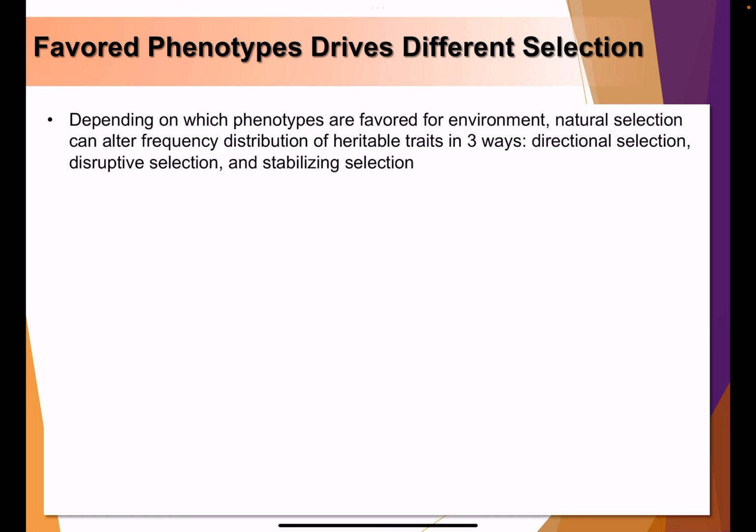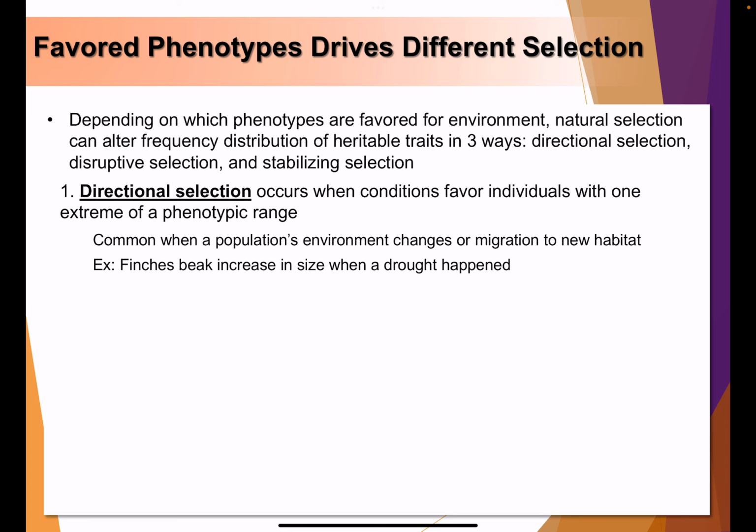Natural selection can actually alter the frequency of distribution of heritable traits in three ways. Either you have directional selection, disruptive selection, or stabilizing selection. What are these three things? Well, directional selection occurs when conditions favor individuals with one extreme of a phenotypic range. Remember, this is only one extreme of a phenotypic range. So this is common usually when a population's environment changes or if that population migrates to a new habitat.